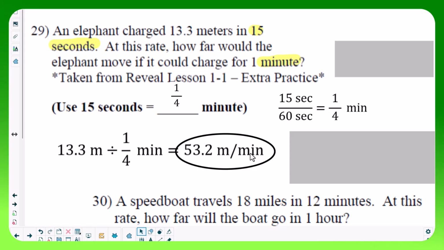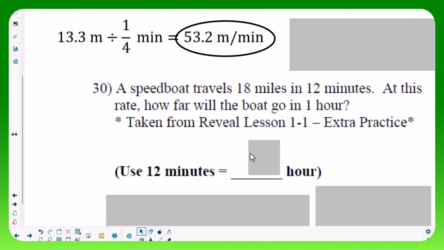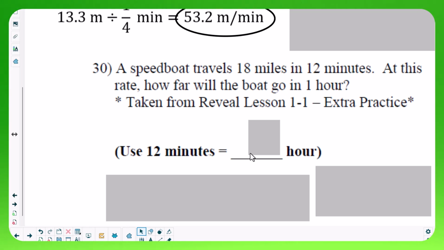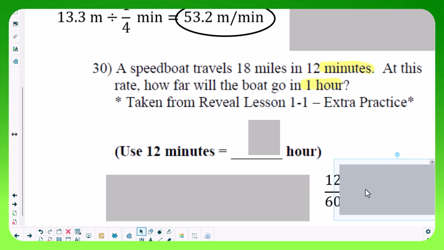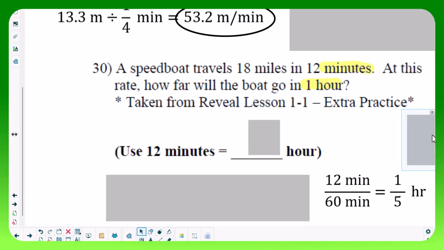Let's take a look at another one of these, because I know they can be a little tricky. So in number 30, it says a speedboat travels 18 miles in 12 minutes. At this rate, how far will the boat go in 1 hour? Again, we're trying to find how far it's going to go in 1 hour, but our time is given in minutes. So 12 minutes out of 1 hour, which is 60 minutes. We can represent this as 12 minutes out of 60 minutes, which is a full hour, and that gets us 1/5 of an hour. So 12 minutes is equivalent to 1/5 of an hour.